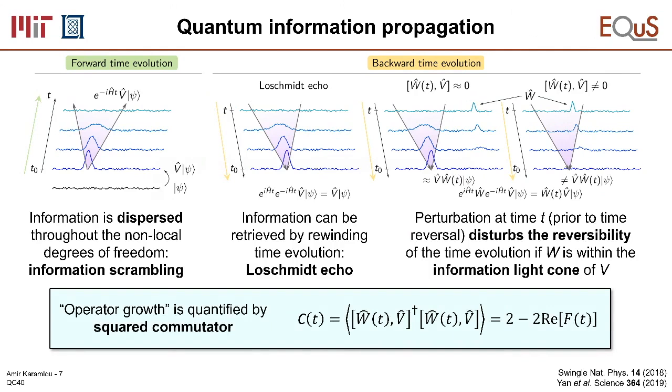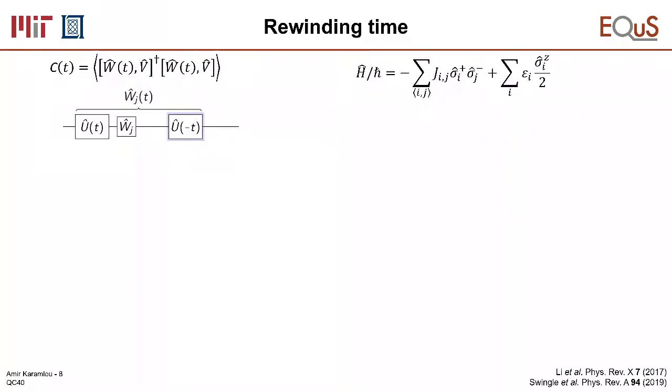So you can look at the operator growth and quantify it using the squared commutator, which effectively tells us how far our quantum information has reached in the system by introducing perturbations at different times at different sites. Specifically, this formulation leads to the extraction of out-of-time-order correlators. So let's discuss how we rewind time in our experiments.